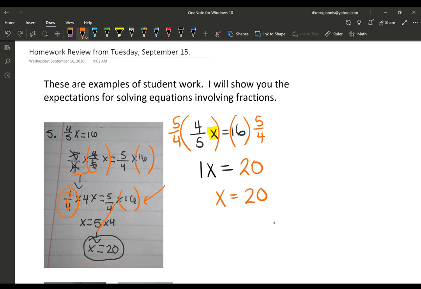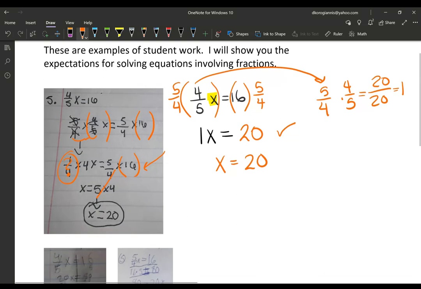Now, really quick, the reason this is 1, and I showed you on the other video, is 5/4 times 4/5. When I multiply fractions, I multiply the numerators. So 5 times 4 is 20, and 4 times 5 is 20. So I multiply the numerators, and then I multiply the denominators. So 20 divided by 20 is 1. Okay, so this is the way that this should look.